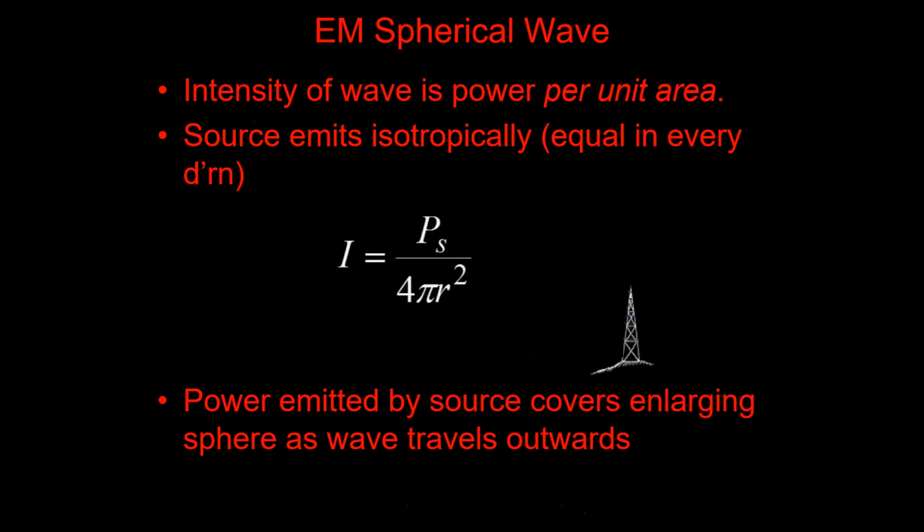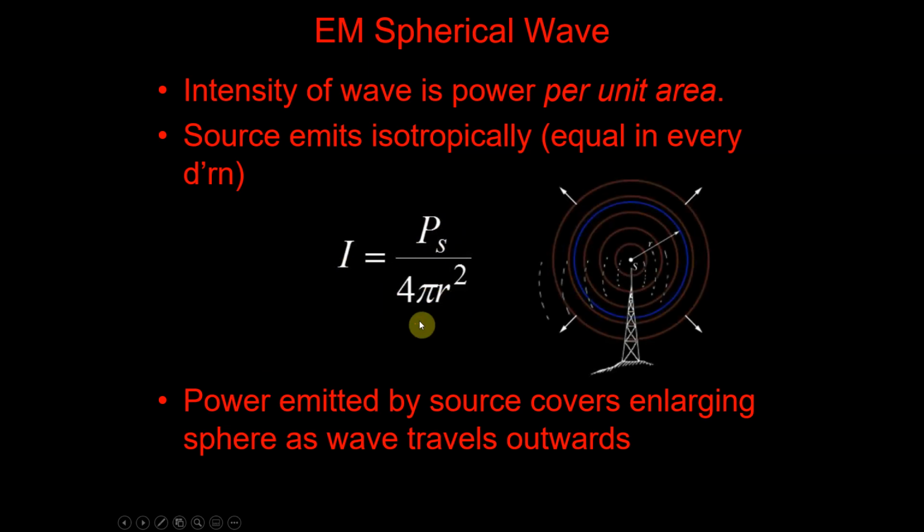So when we're talking about an electromagnetic wave, we're actually talking about a spherical wave in most cases, unless it's been designed to be shaped in a specific pattern. The intensity of the wave, I, is the power per unit area. So if we know the power of our wave, we can divide it by a spherical distribution of 4 pi r squared, and we get the intensity of our wave at any particular point.